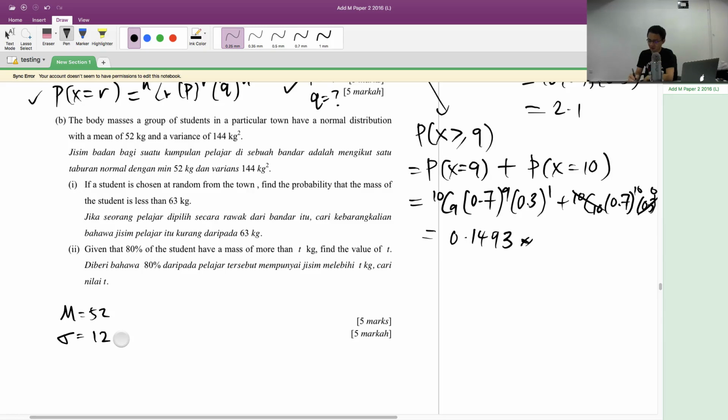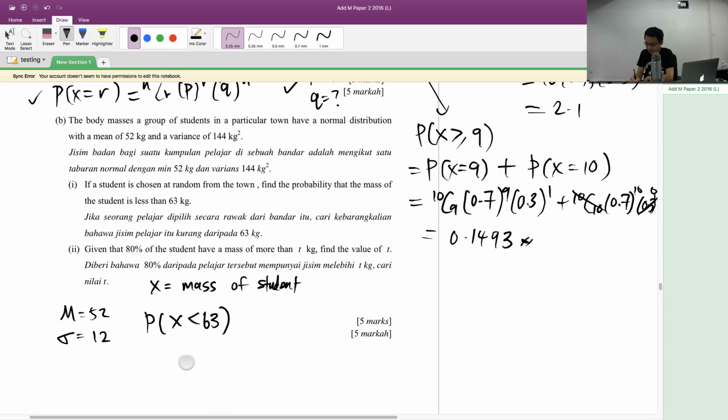63. So in this case, let X be the mass of the student. I mean their weight, I guess. Okay, so what I understand here is the question says the mass is less than 63.